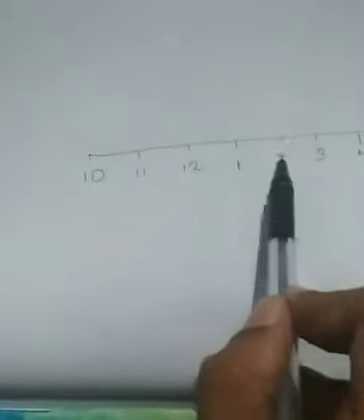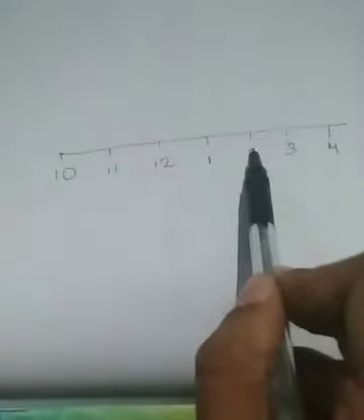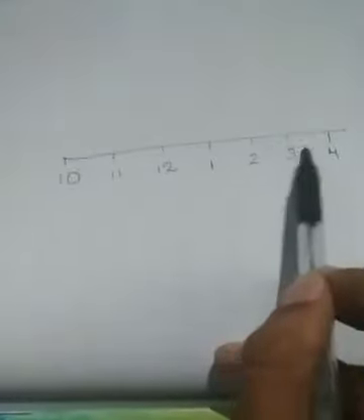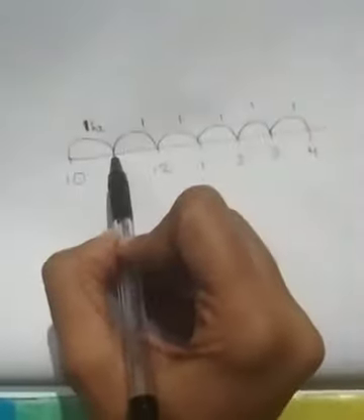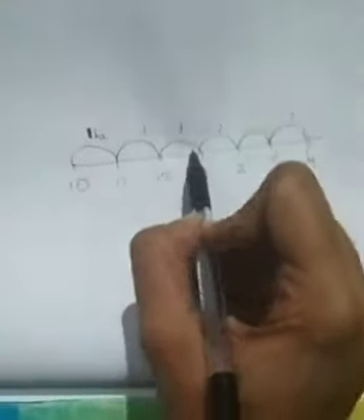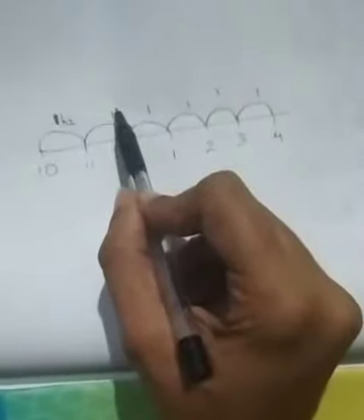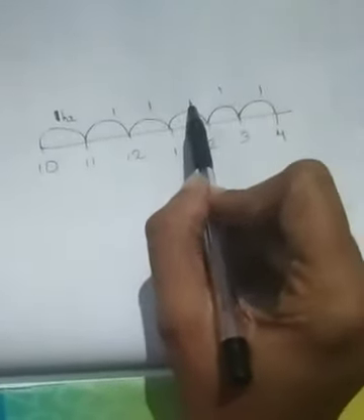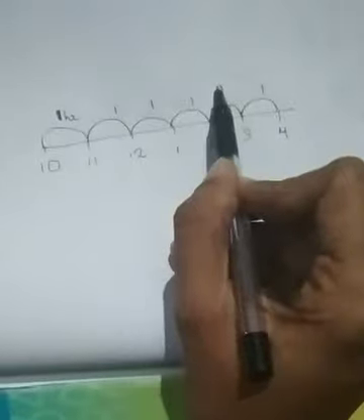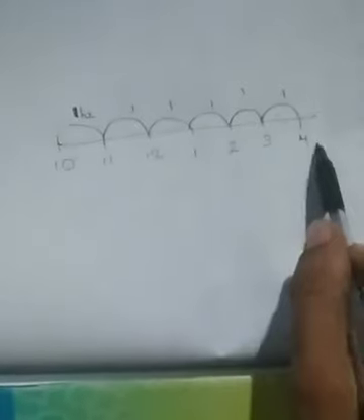Time duration from 1 to 2, 1 hour. 2 to 3, 1 hour. 3 to 4, 1 hour. So the total time is 1 plus 1, 2; 2 plus 1, 3; 3 plus 1, 4; 4 plus 1, 5; 5 plus 1, 6. So the time from 10 AM to 4 PM is 6 hours.